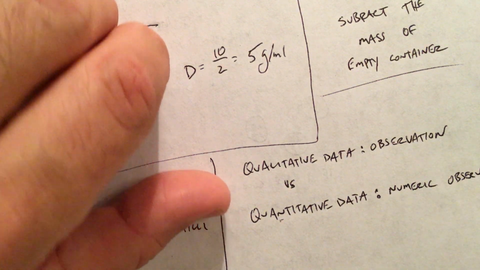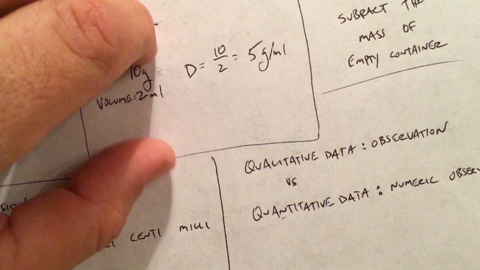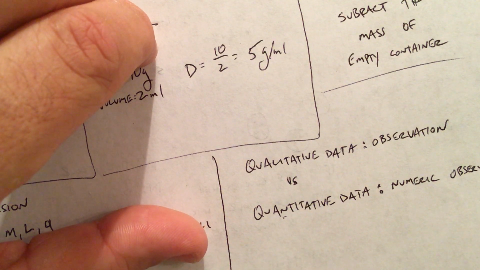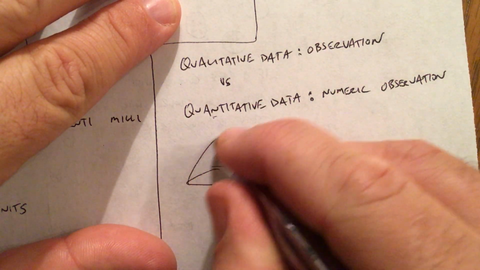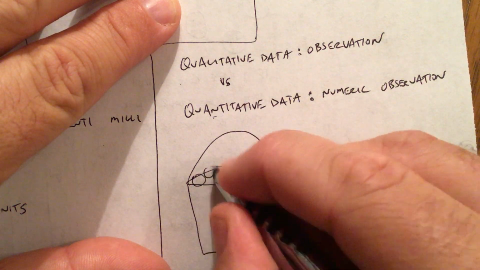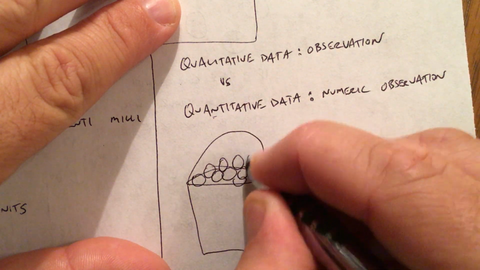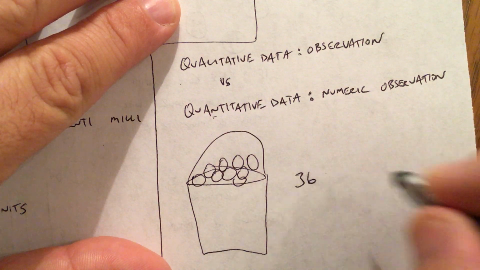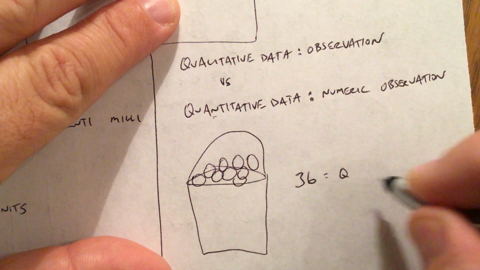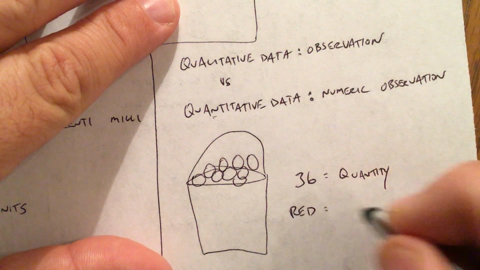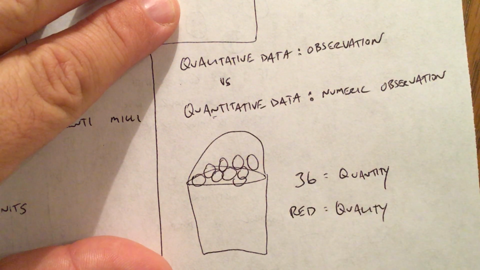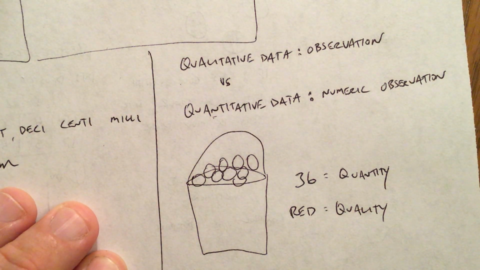So there's 35 students on the field trip, that's a quantitative observation. The students on the field trip had fun, that's a qualitative observation. I'll do an example that I can draw. Here's a bucket, and it's going to have some golf balls in it. And there's 36 golf balls in the bucket. That's the quantity of golf balls. If the bucket is red, that is a quality of the bucket. It's non-numeric, so it's qualitative.